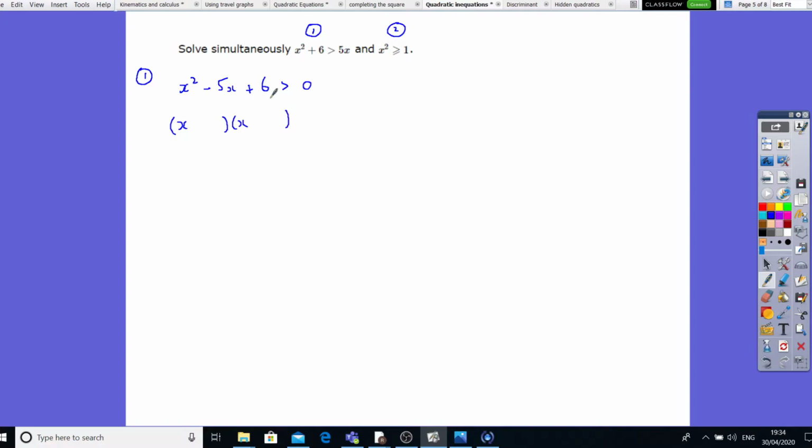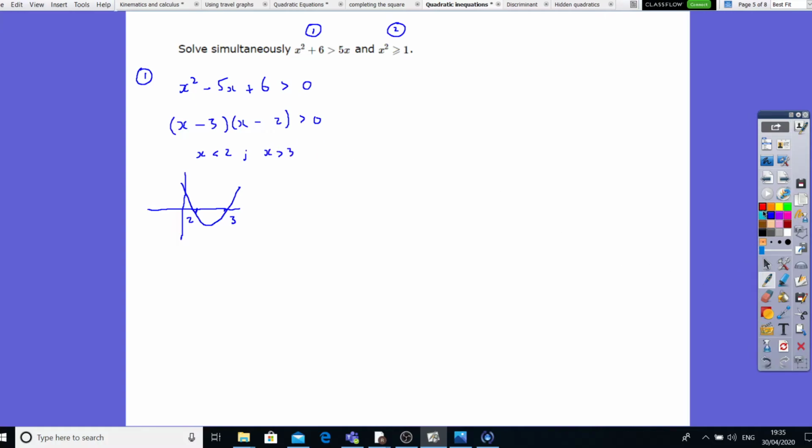x in each bracket, it's going to be 3 and 2, doesn't matter which way around, both negative, greater than 0. So if I do a quick sketch here, so 2 and 3, positive, so it's going to be 2 and it's going to be 3. So in this case, we want everything that is above 0. So x can be less than 2, and x can be greater than 3.